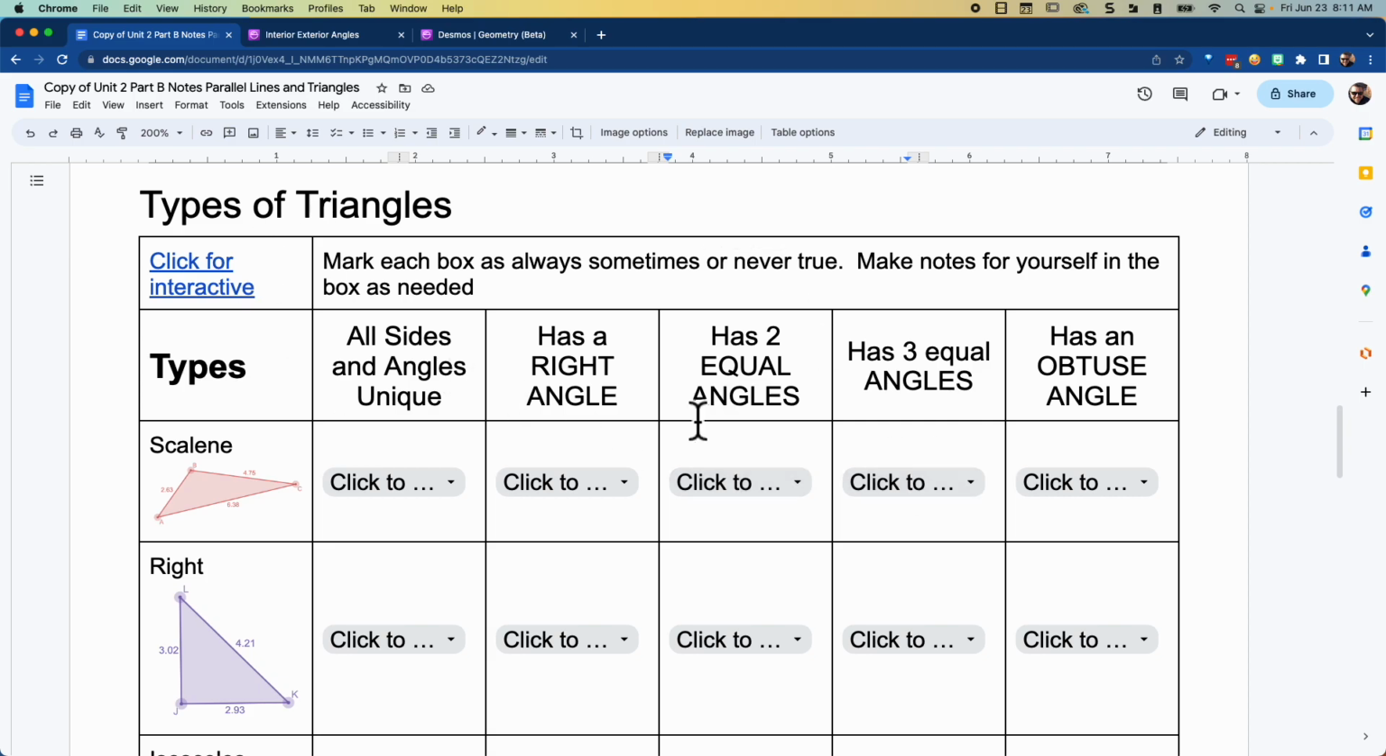We are doing a second part of Unit 2B notes here. This one is going to be looking at types of triangles and how we can use the different relationships in some of these types of triangles to help us do some problem solving and working our way through assumptions again.